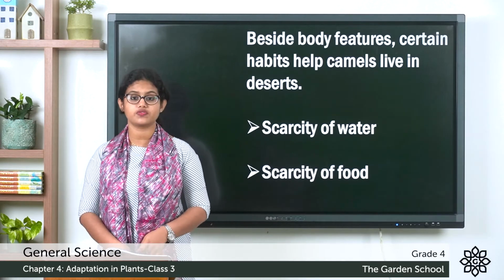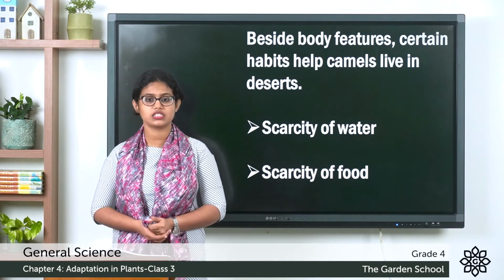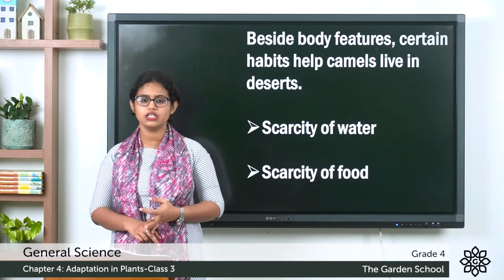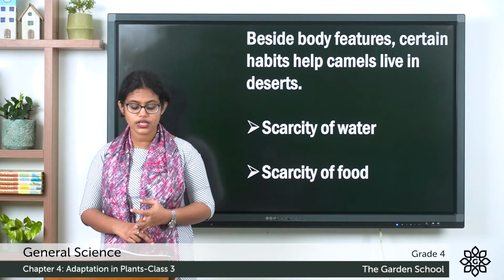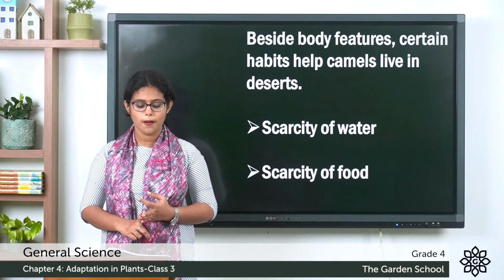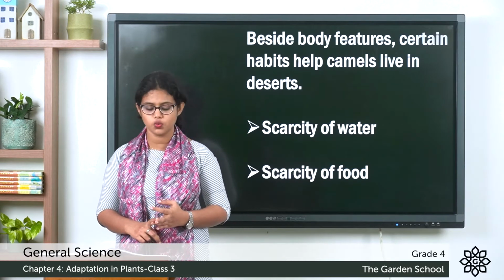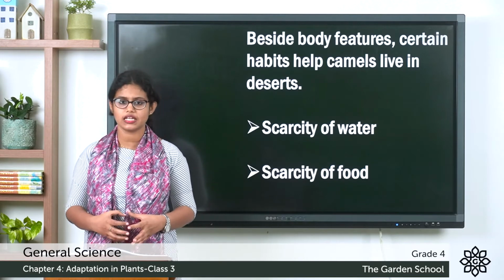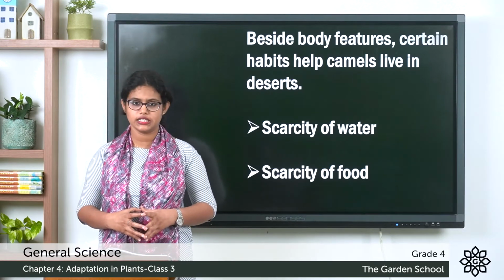In page number 50, there are 3 questions given. I hope you all have done the 2 questions. Let's read the third one. Dash seals, mosses are the main source of food of polar bears. So what is the answer? The answer is seals.